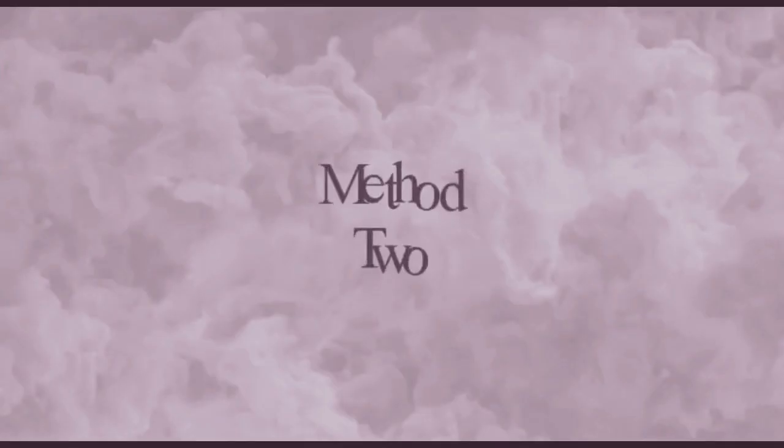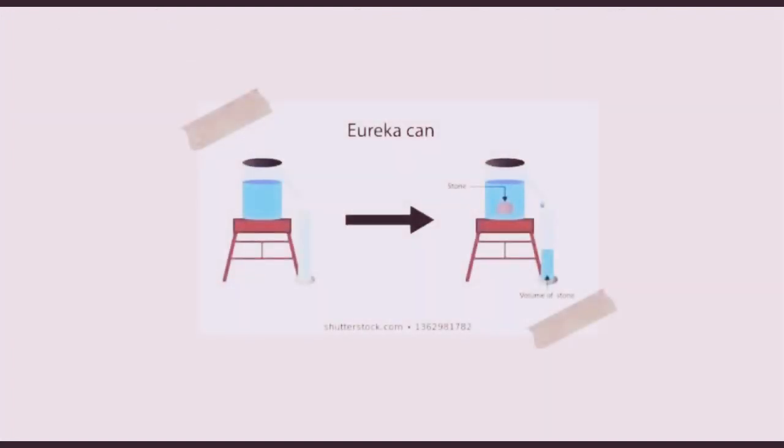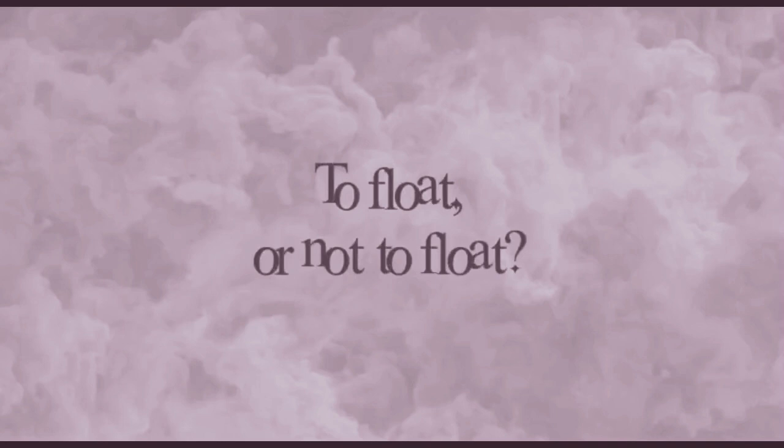Now for the second method, we will be using a Eureka can. And here is the physical representation of it. In my opinion, using the Eureka can is simpler. Now for our second and last experiment, we'll be conducting the experiment to find out whether things will float on water or not.